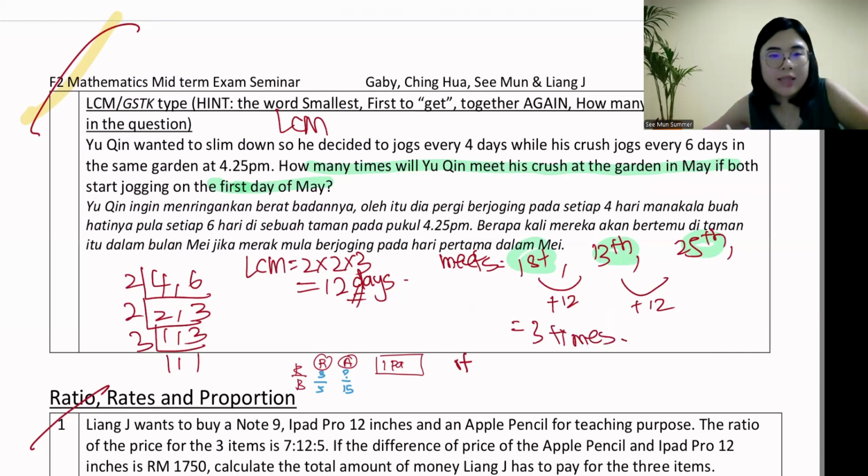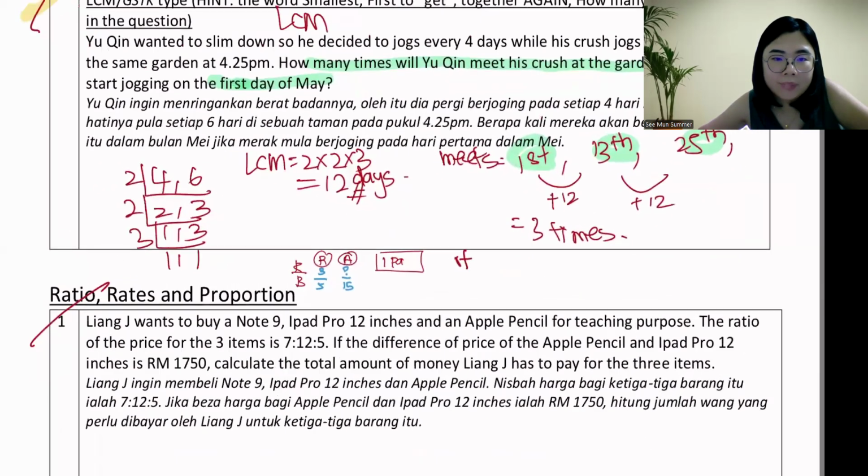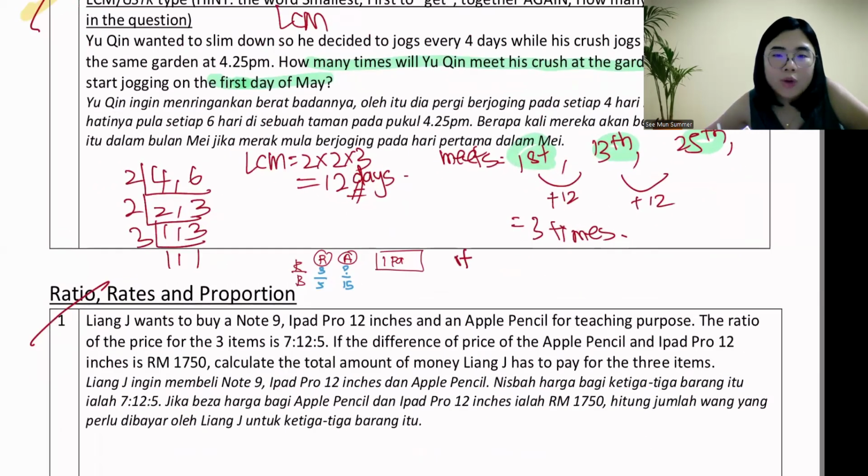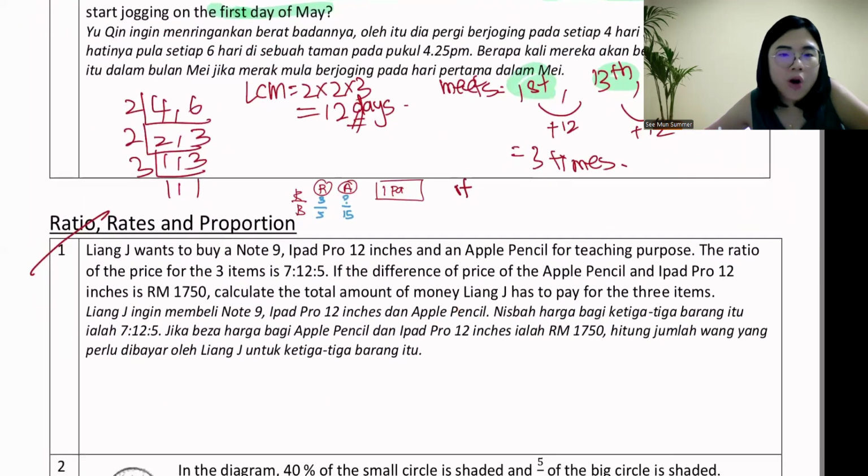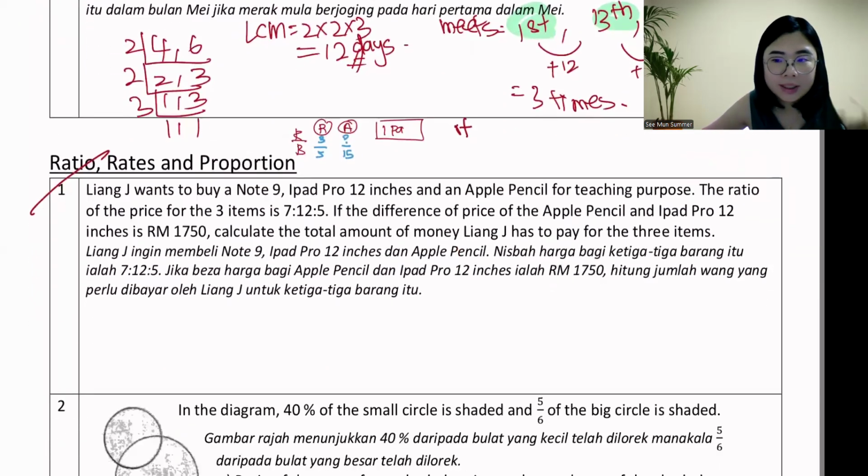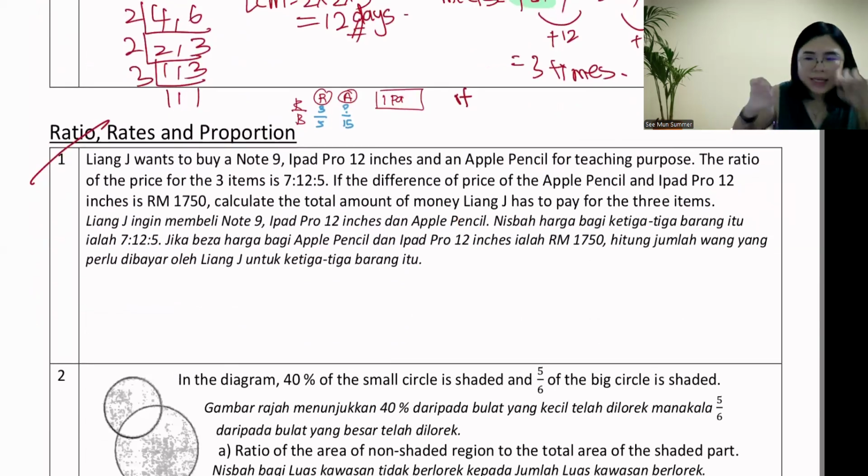Okay, steady? Now we revise what are ratio, rates, and proportion. We try to pick up here and there.